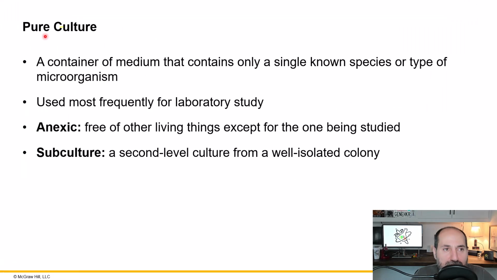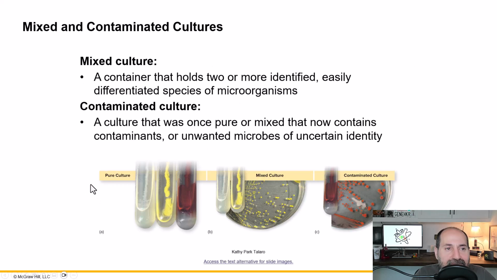Very good. Pure culture. A pure culture is a culture of one specific species that contains only a single known species. A subculture is a second level culture from a well-isolated colony. So when you took your loop and you took a little sample of one colony from your spread plate and you put that onto your slant, remember that? That was a subculture technique.